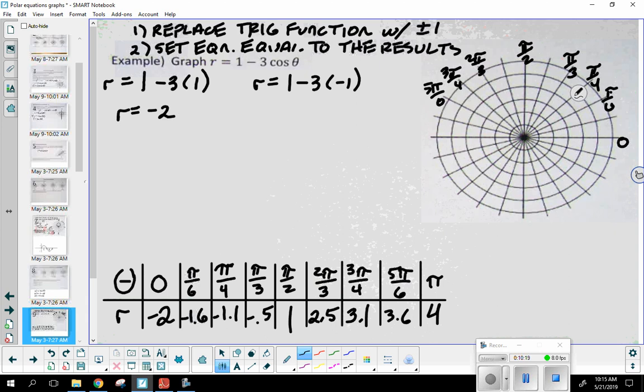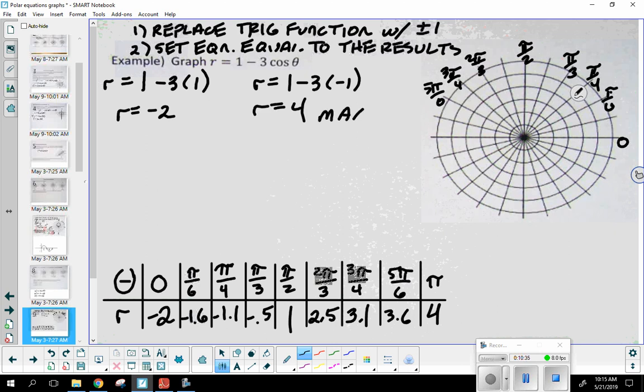Negative 2. Is it okay for the radius to be negative? What happens if the radius is negative? Yeah, remember, you just find that direction in the exact opposite direction. What about 1 minus 3 times negative 1? 4. So the radius is 4. So the larger of the two is 4.